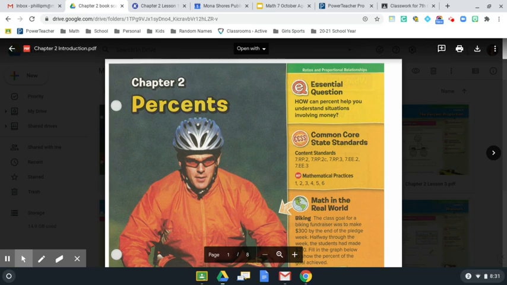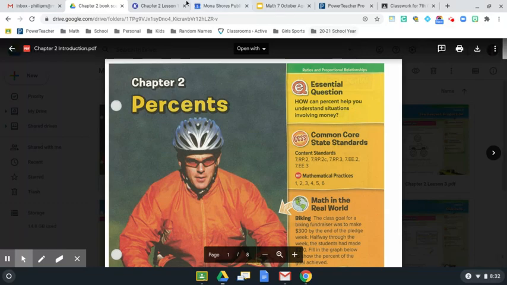If you look in the top right corner of your screen right now, it says essential question. In this chapter, what we're looking at is how can percent help you understand situations involving money. The first few lessons help us figure out how we use percent in situations involving money, and that really comes at the end of the chapter. So this first part of the chapter is a lot of pre-work, the math work, the understanding of how things are set up for us to eventually understand situations involving money.